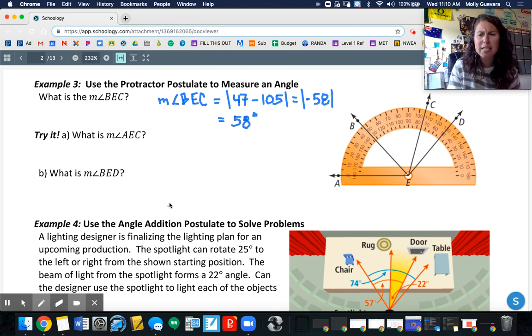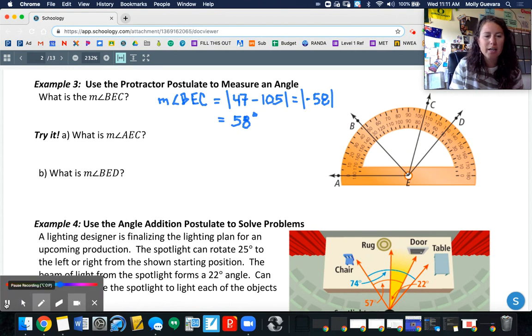So go ahead and pause this. Give it a try here. Find the measure of A to E to C. So what is that measure? And then also B to E to D. What is that angle measure? And then when you're ready, go ahead and hit play.